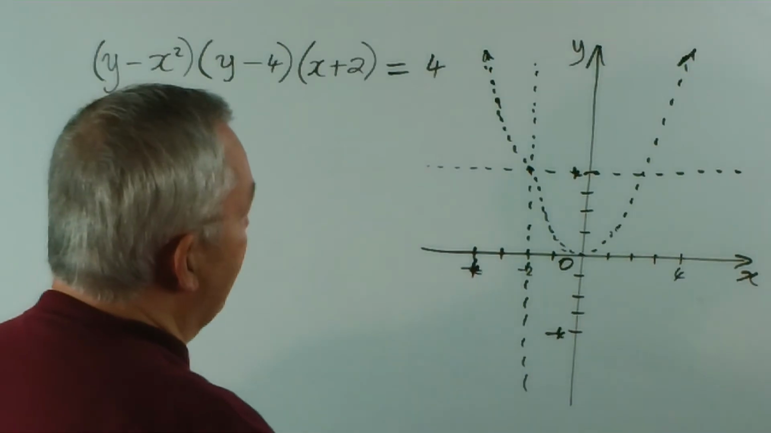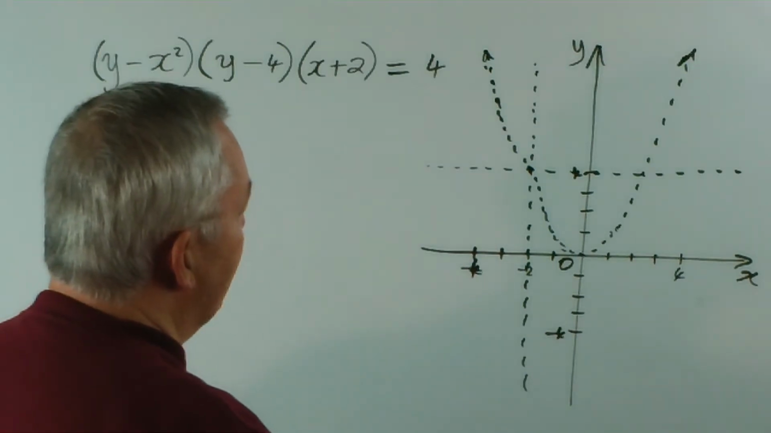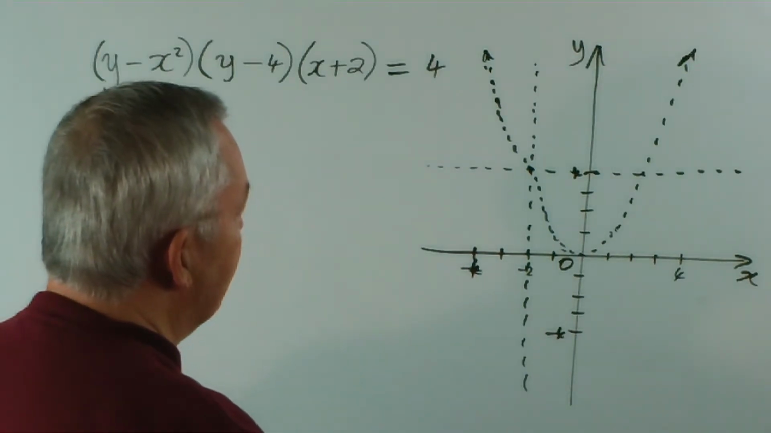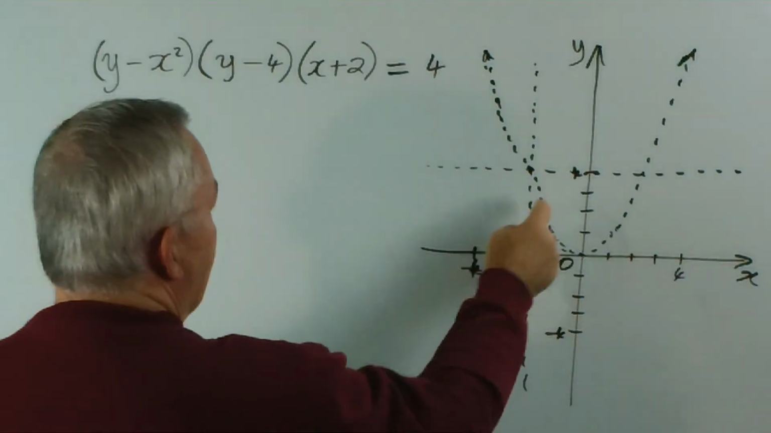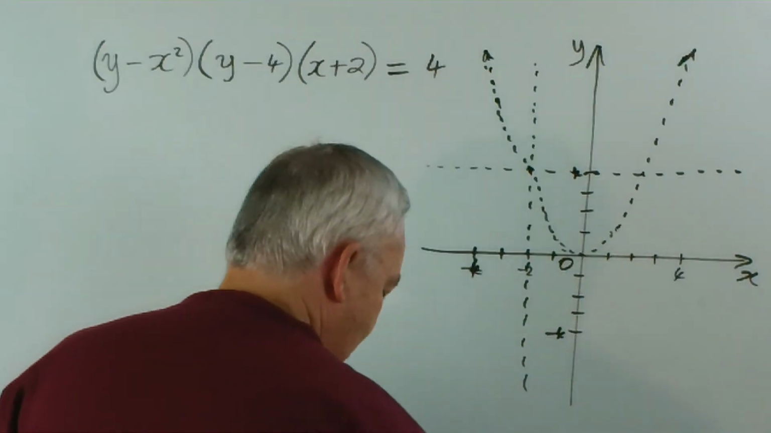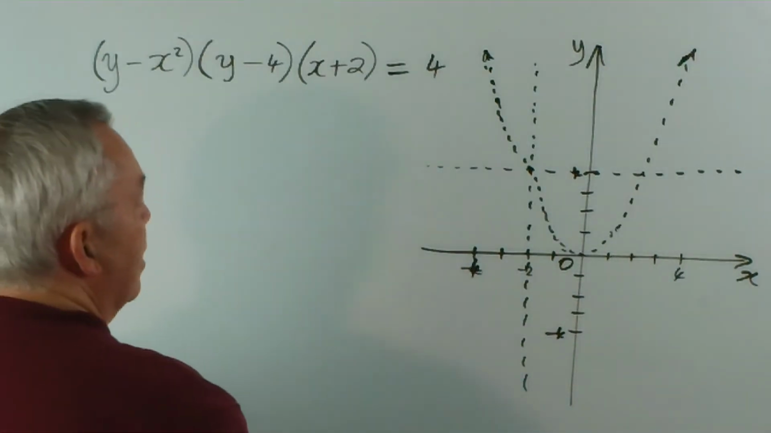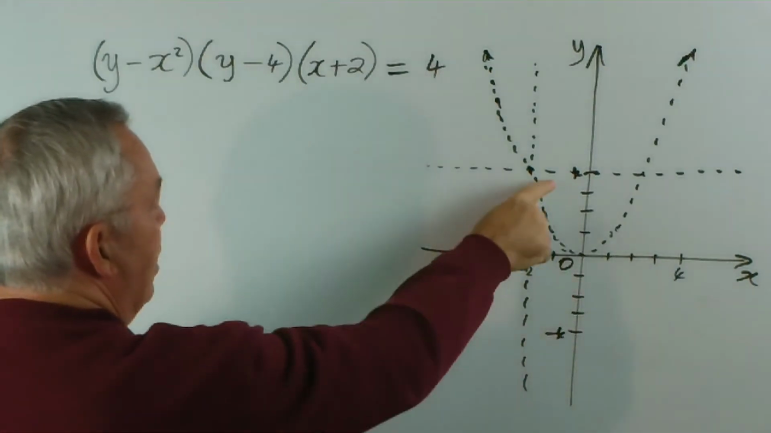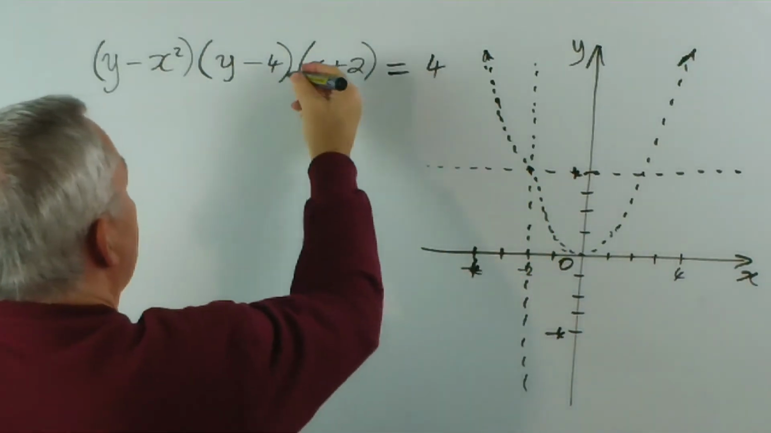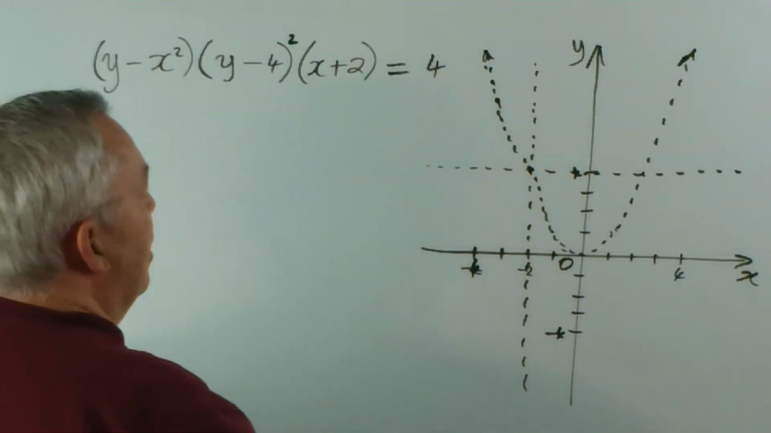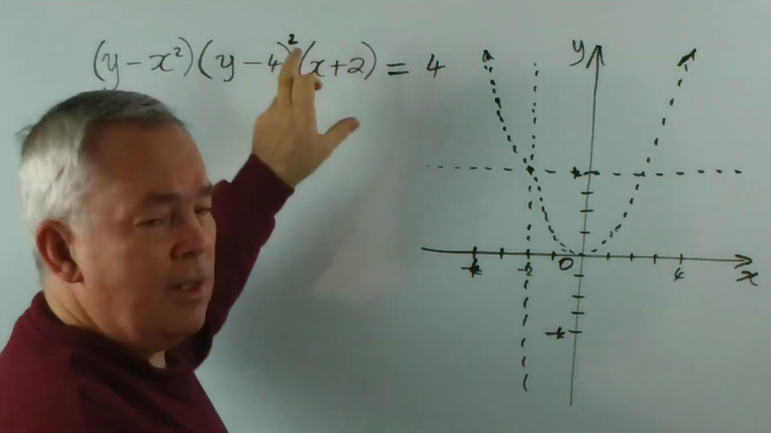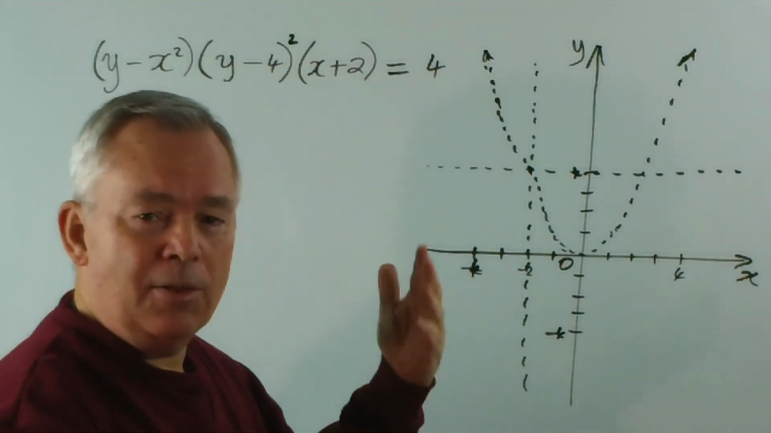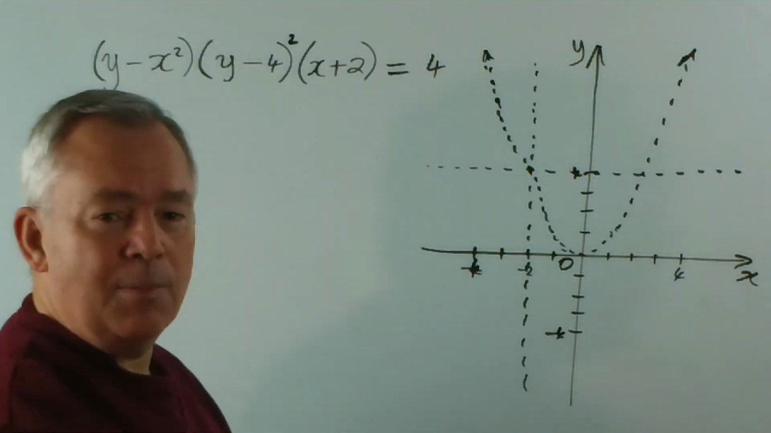Now, just out of curiosity, let's duplicate this one. So how will we duplicate it? We will get the y minus 4 and square it. By the way, if I made this a power 4 or 6 or 8 or 10, it will have the same effect.